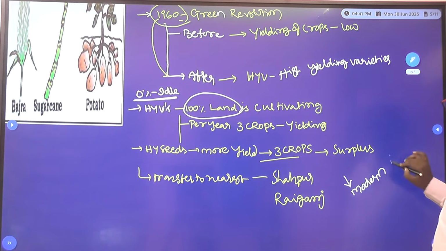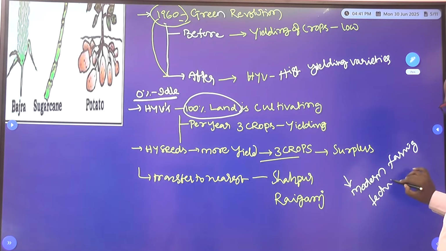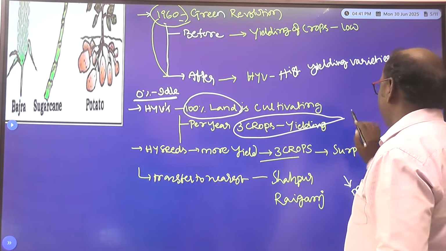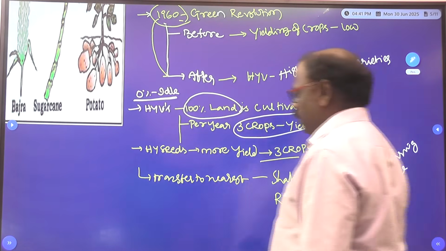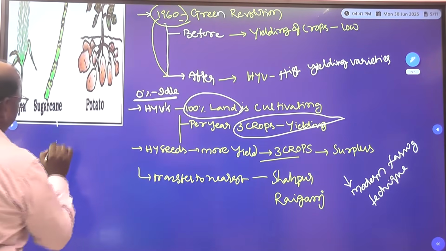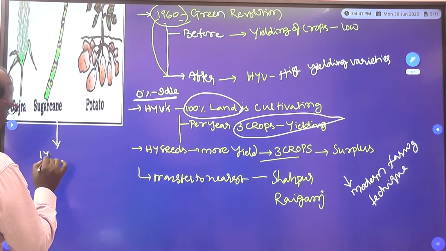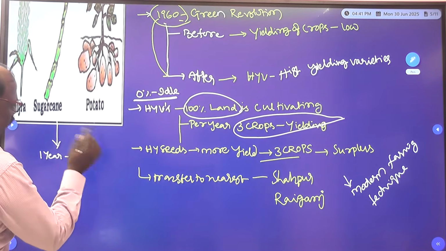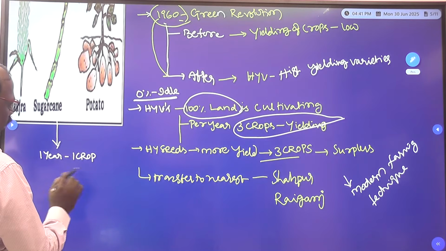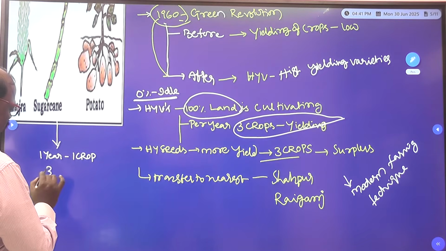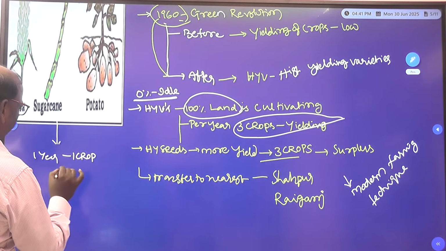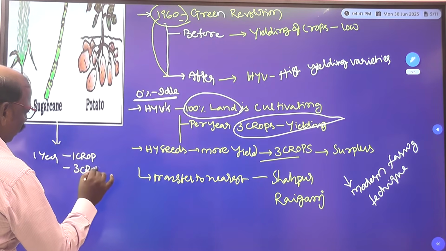This is where they are following the modern farming techniques. What are they following? Modern farming techniques. So with that they are having 3 crops for a year. If you go for sugar cane, it is 1 year, 1 crop. Rest all the others like rice, wheat, potato and all, they are having 3 crops for 1 year.